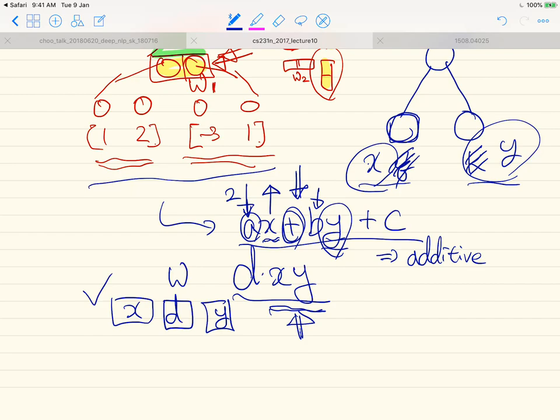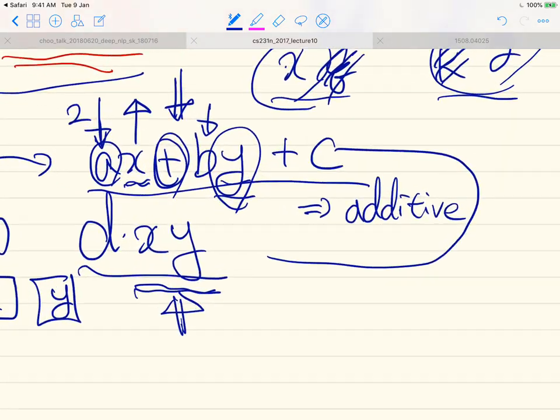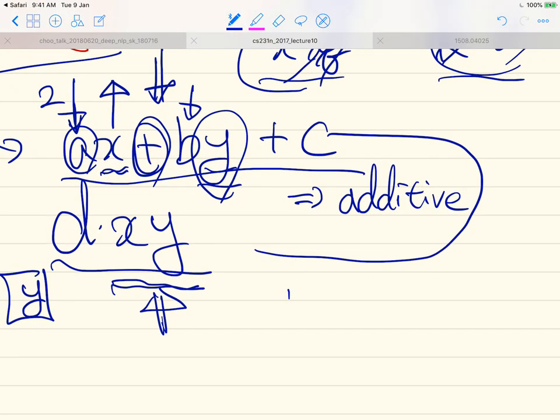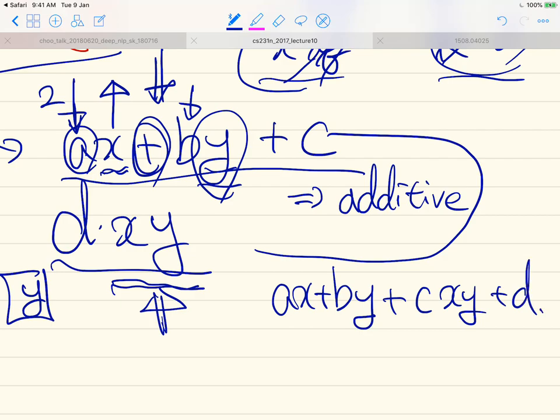Okay, and then can we just combine these two approaches? The combined approach that we can think of is ax plus by plus maybe cxy plus maybe d. In this case, we can consider both the concat-based, addition-based relationship, and also the multiplication, or product-based relationship, in the similarity score computation.